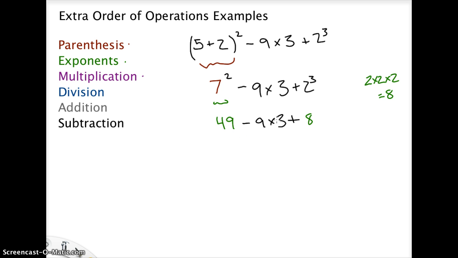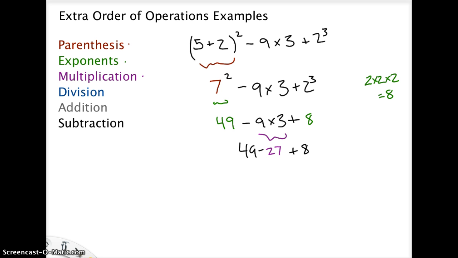I have one multiplication right here, so I'm going to do 9 times 3. I'm not going to do my subtraction yet because that's not till later, so don't do 49 minus 9, even though it's first. Even though it's showing up further to the left, I do my multiplication first, even if it's in the middle or at the end. So 9 times 3 is 27, and that gives me 49 minus 27 plus 8.